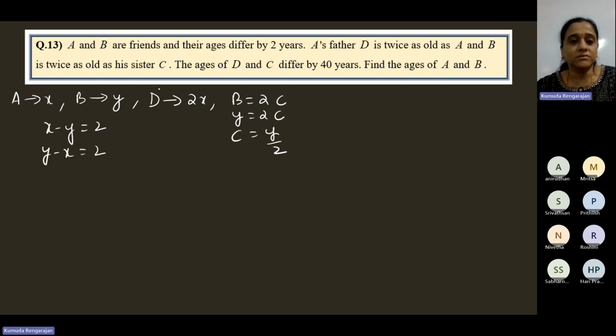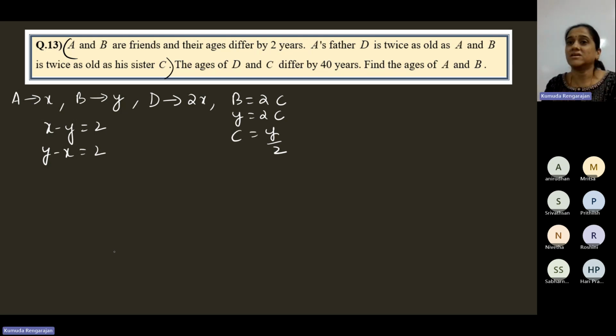Then, from here to here, we finished. The ages of D and C differ by 40 years. Now, who's D? A's father. And A and B are friends and their ages only differ by 2 years. So at least, even if you consider marriages two generations ago, the difference between the child and the father will be at least 15 years. So now D is A's father. And who's C?